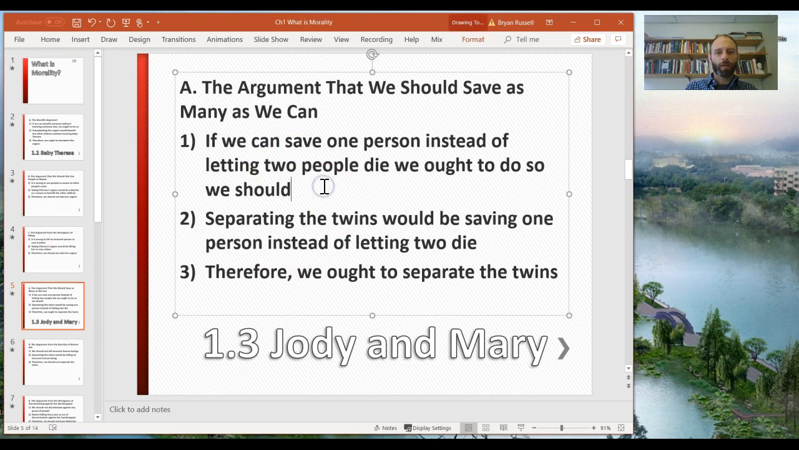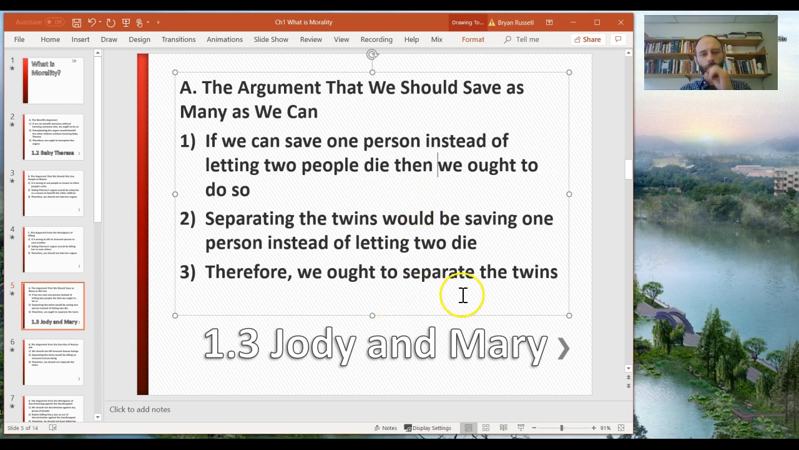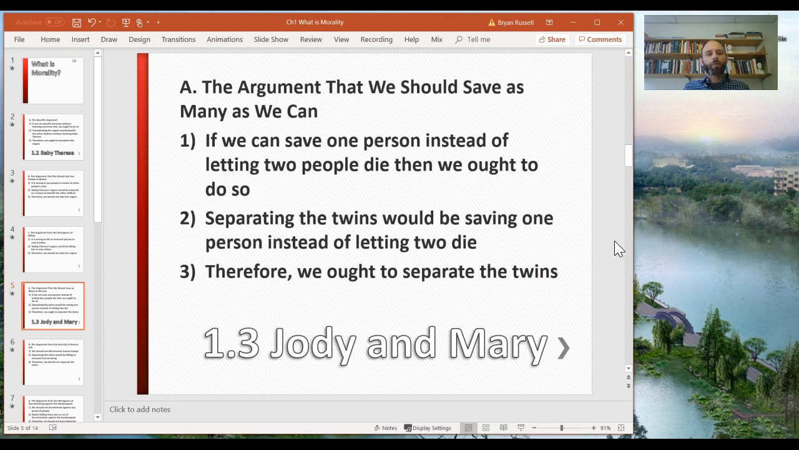Let me clean that up a little bit. Then we ought to do so. Separating the twins would be saving one person instead of letting 2 people die. Therefore, we ought to separate the twins. If these premises are true, again, they lead to the conclusion. So, are the premises true? Well, the second premise seems true. Instead of letting 2 die, which they would within 6 months, separating the twins would allow one to live longer. So premise 2 seems true.